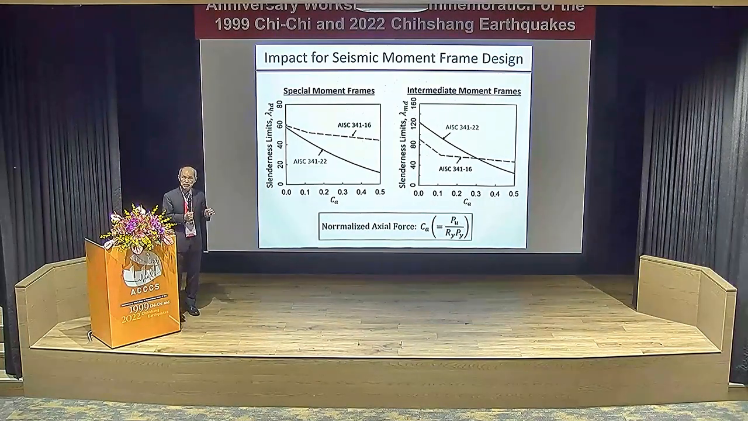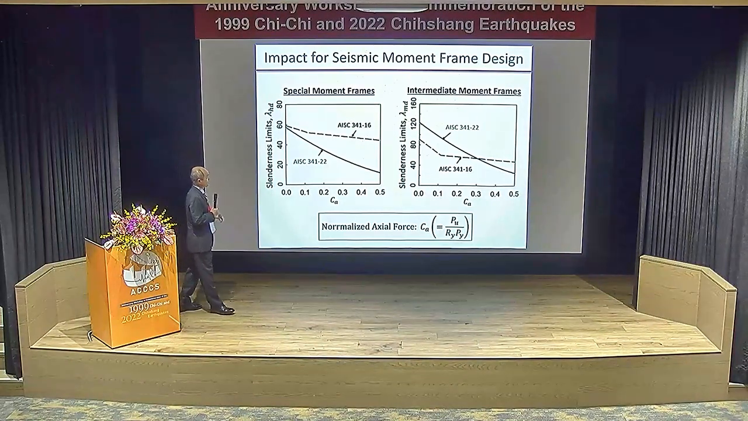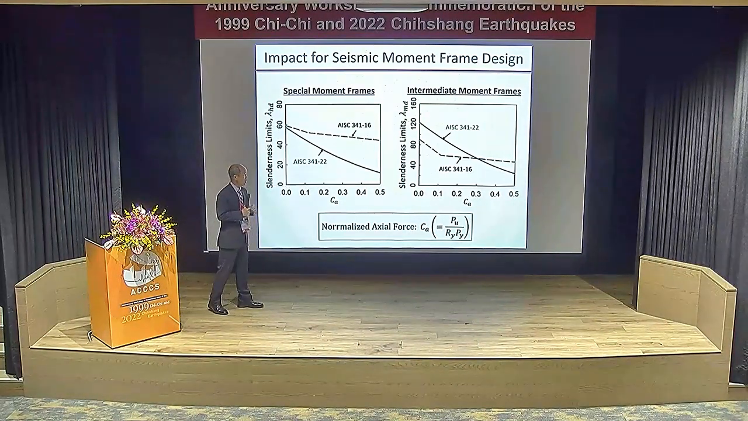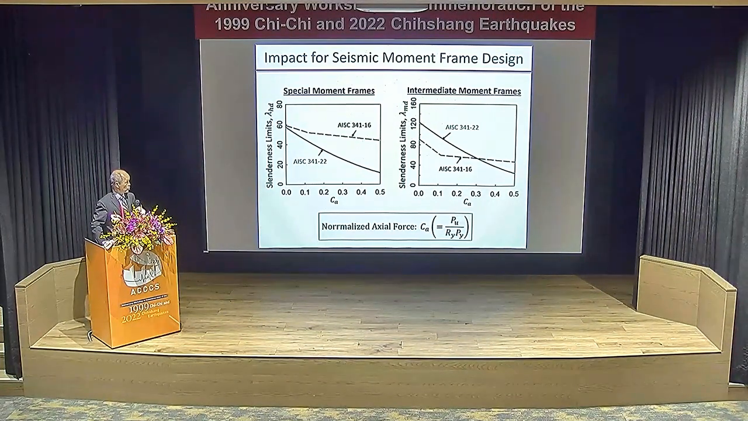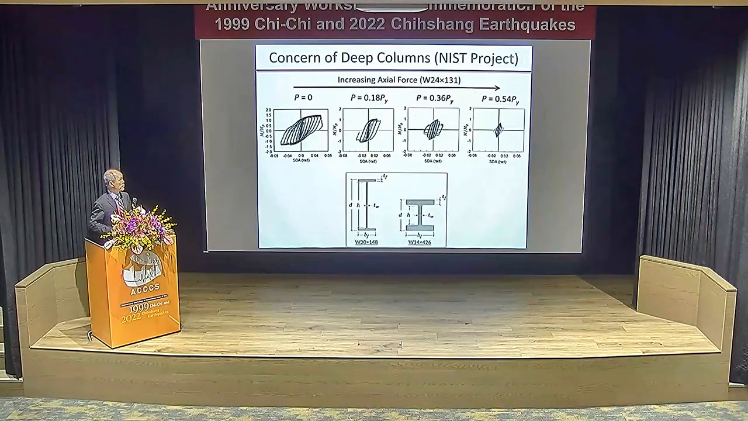That is mainly because of the deep column. Engineers in California or on the West Coast in high seismic regions like to use deep columns to control story drift. They are counting on the moment of inertia. So that is the problem. For the intermediate moment frame, actually our equation would relax the current code requirement regarding the b over t for the web.